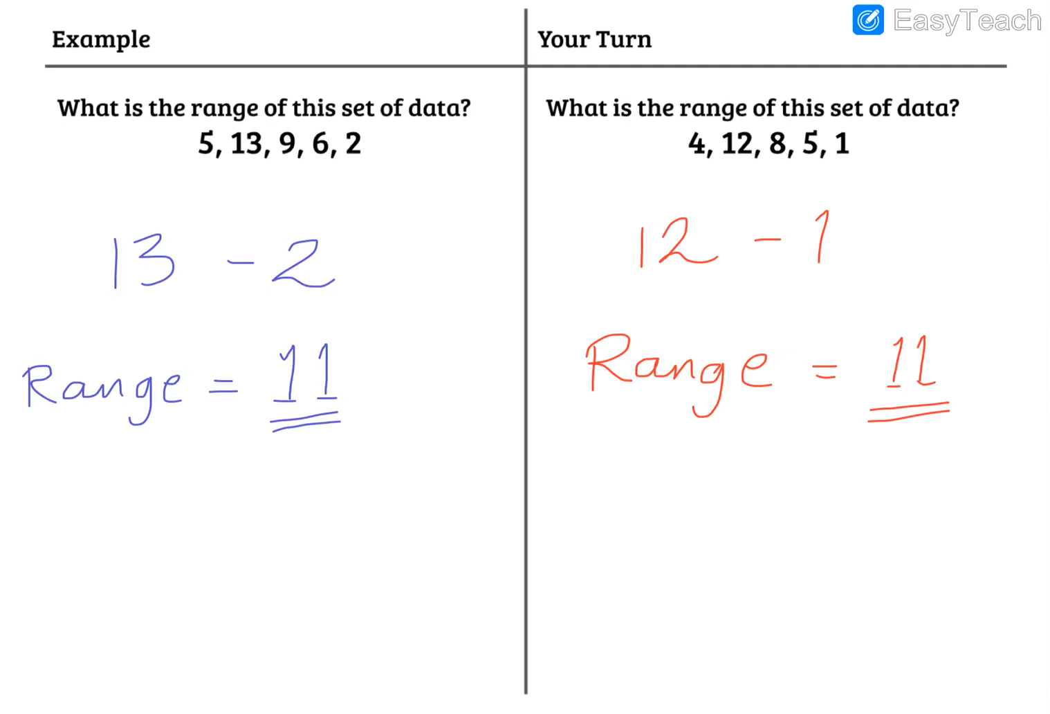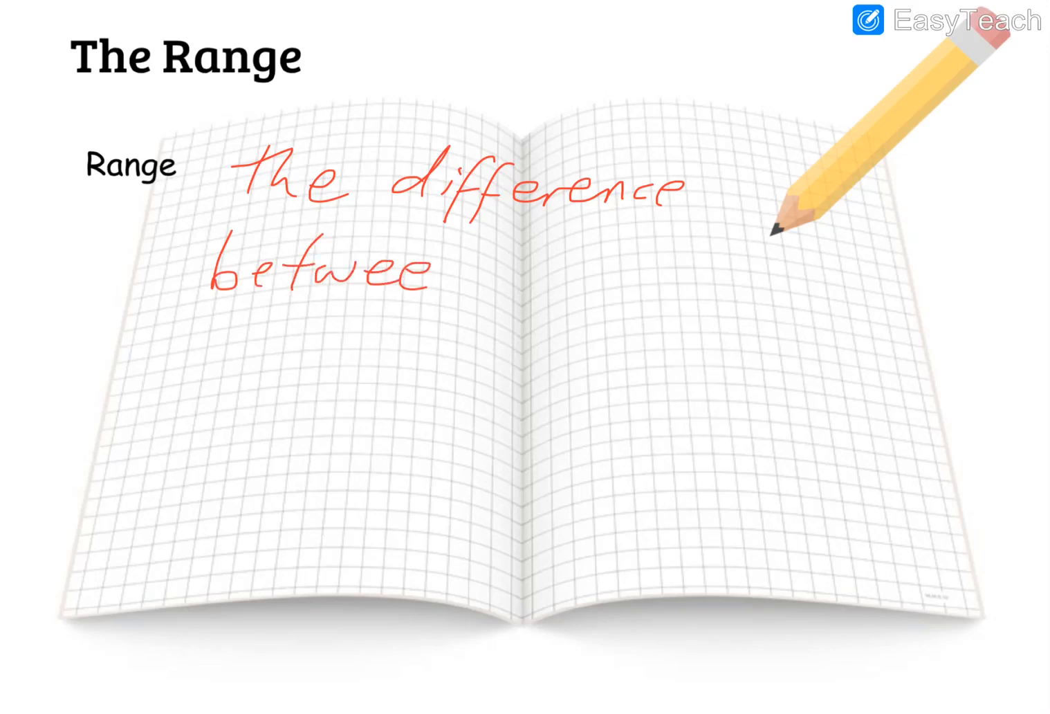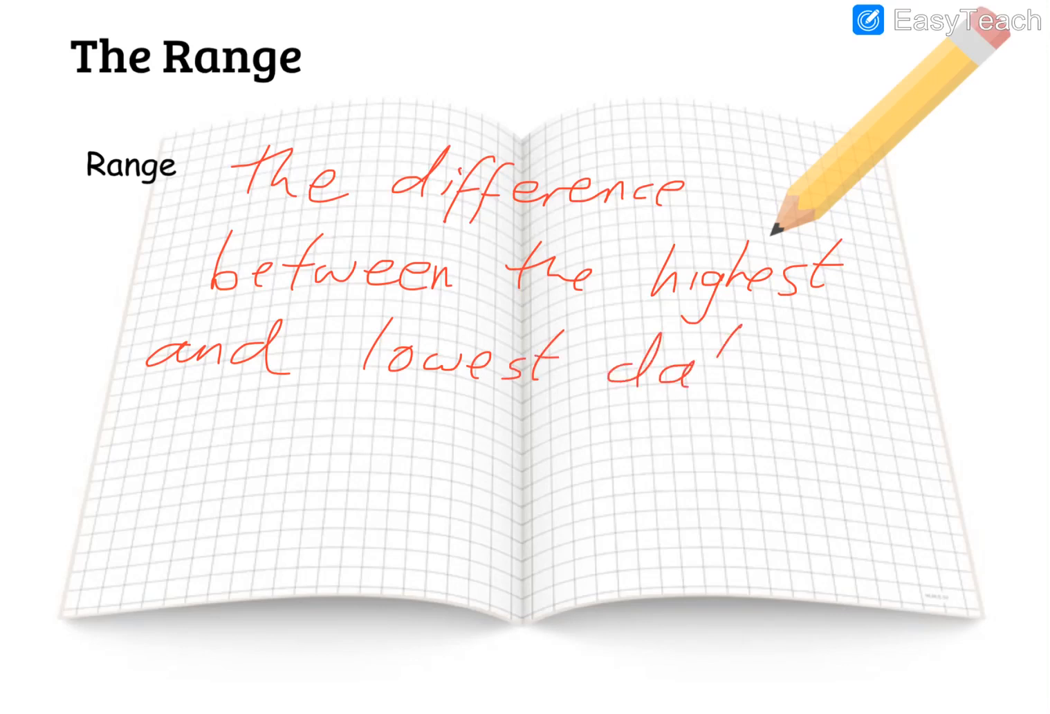Last thing we need to do then is just write down a definition to check that we're happy with what we're doing to find the range. So the range is the difference between the highest and lowest data values, and we can find that by doing a subtraction. And again, it would be a good idea for you to get this written down in your notes jotter if you have it, or wherever you have some space to get it written down.